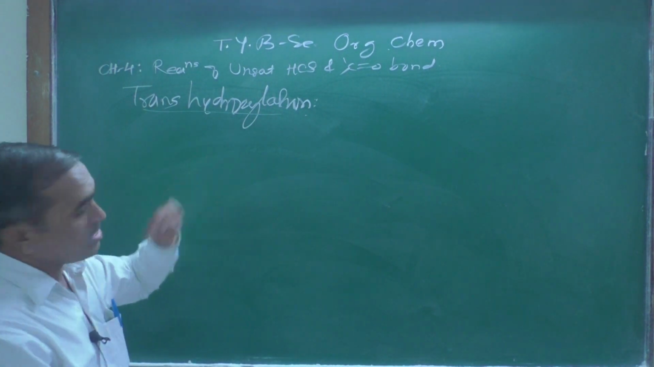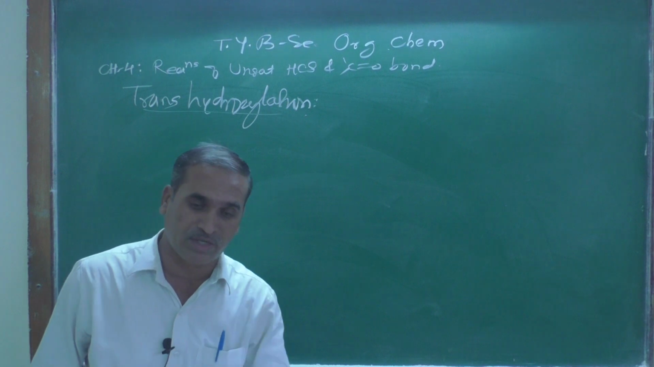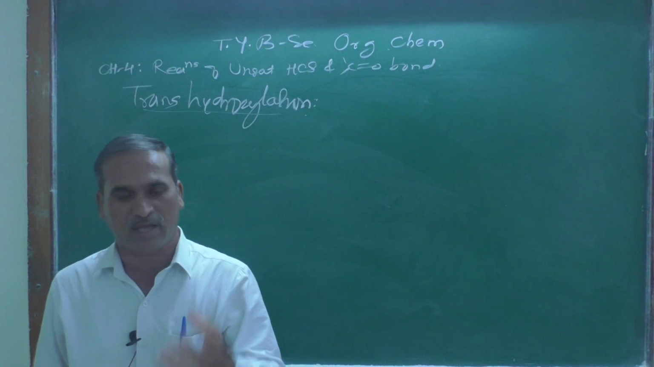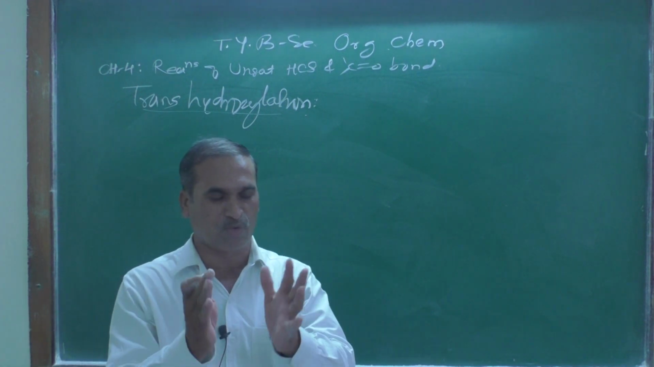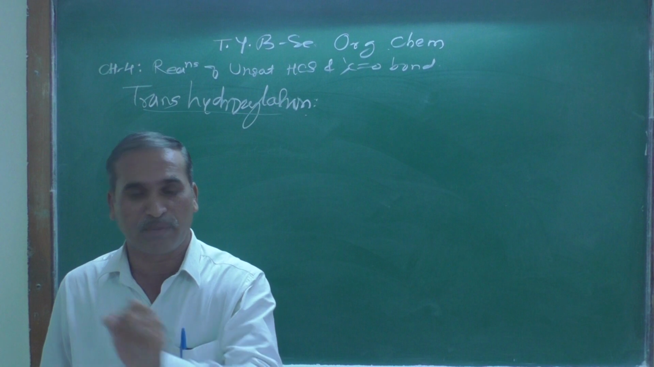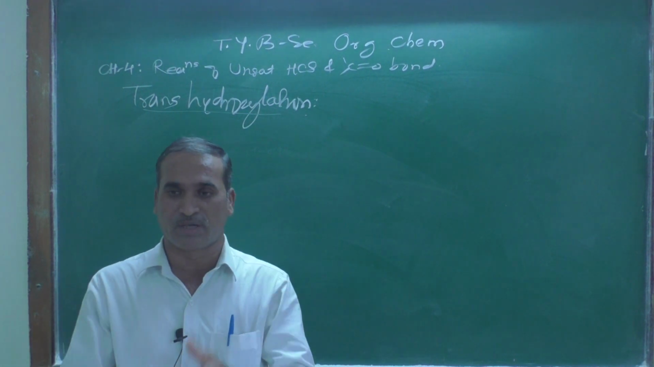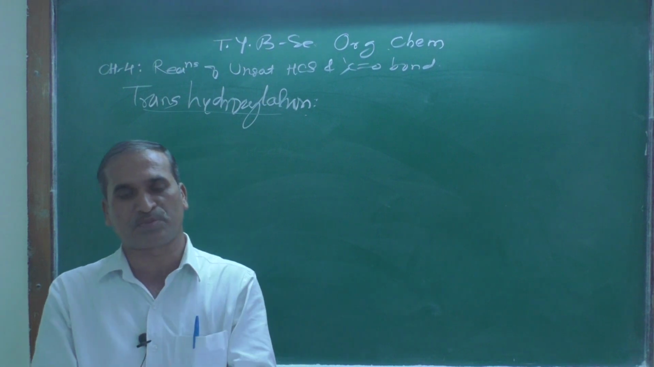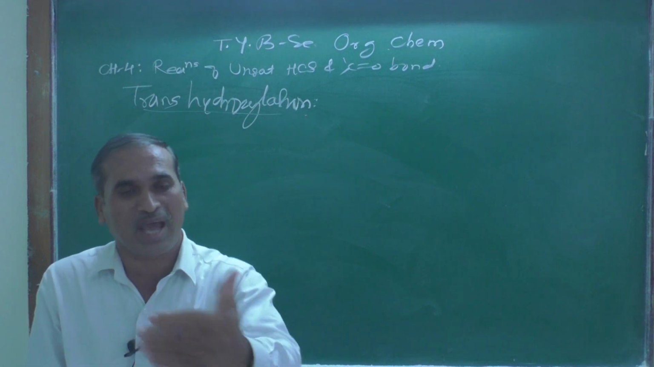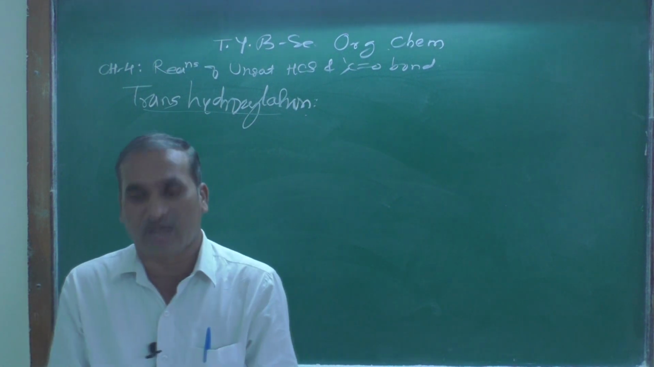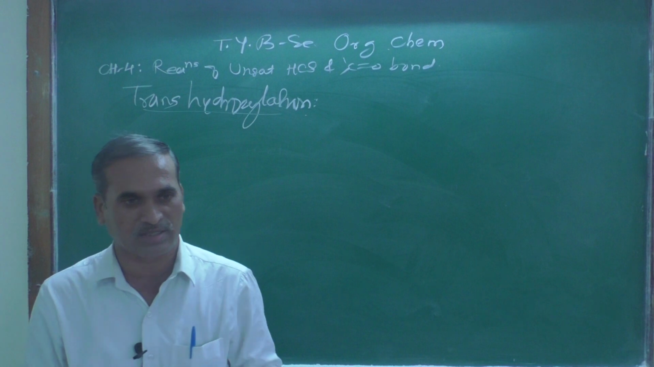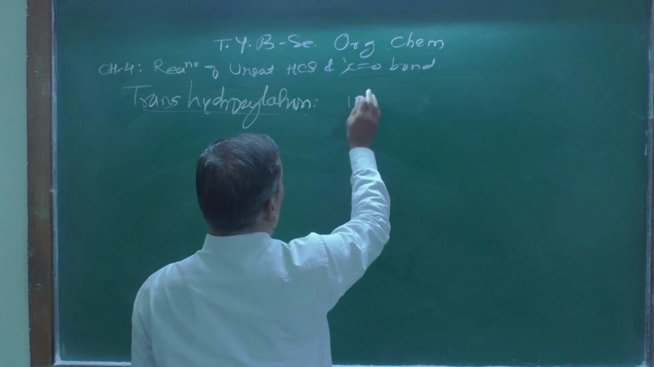But now for trans hydroxylation, what type of reagent? For cis hydroxylation, the reagents we generally use are potassium permanganate and osmium tetroxide, OsO4. But in the case of trans hydroxylation, you must remember that the starting compound, the alkene substrate, is allowed to react with a per acid, an organic per acid, such as performic acid. Per acid, an organic per acid, is used.